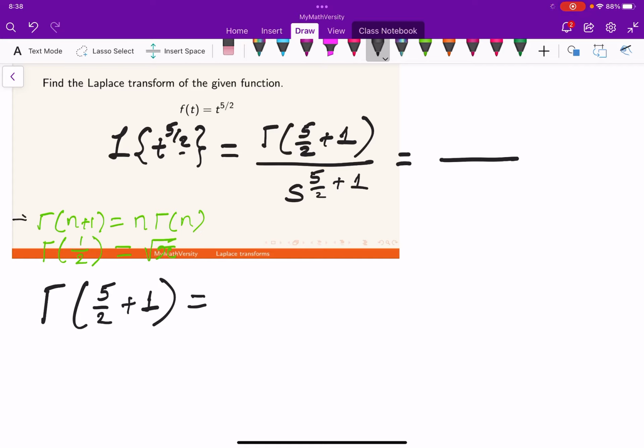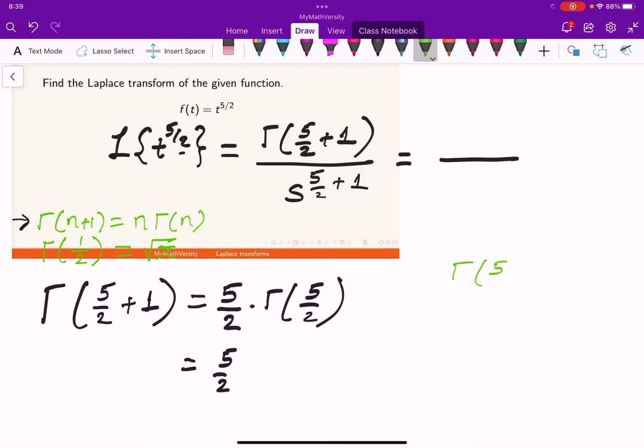By using this reduction formula, you can see gamma of 5/2 plus 1. If you compare with that, the value of n is 5/2. So applying that, we can reduce it into 5/2 times gamma of 5/2. We can write it in that way. And then still that gamma of 5/2, you can view 5/2 as 3/2 plus 1. So again, we can compare with this one, and we can further reduce it into 3/2 times gamma of 3/2, right? So that's what we can reduce.